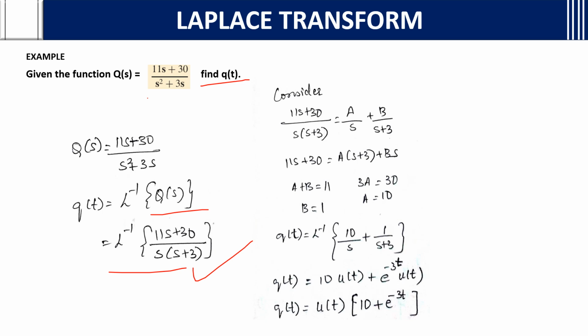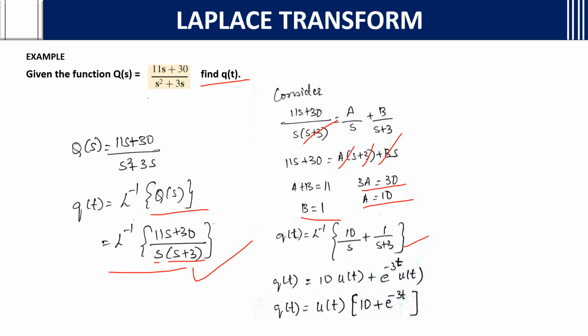So if you see, a by s and b by s plus 3. Why? Because two separate factors are happening here, so you can do partial fractions. 11s equals a into s plus 3 plus bs, and these two denominators will be cancelled after taking LCM. If you see the s terms, a plus b is equal to 11 and 3a will be equal to 30. So a will be 10, b will be 1.